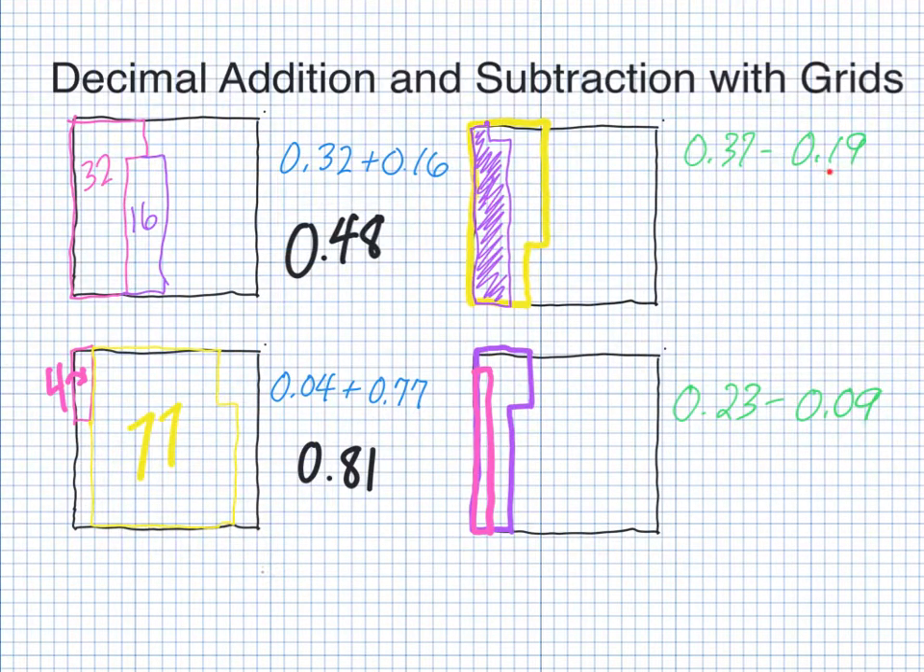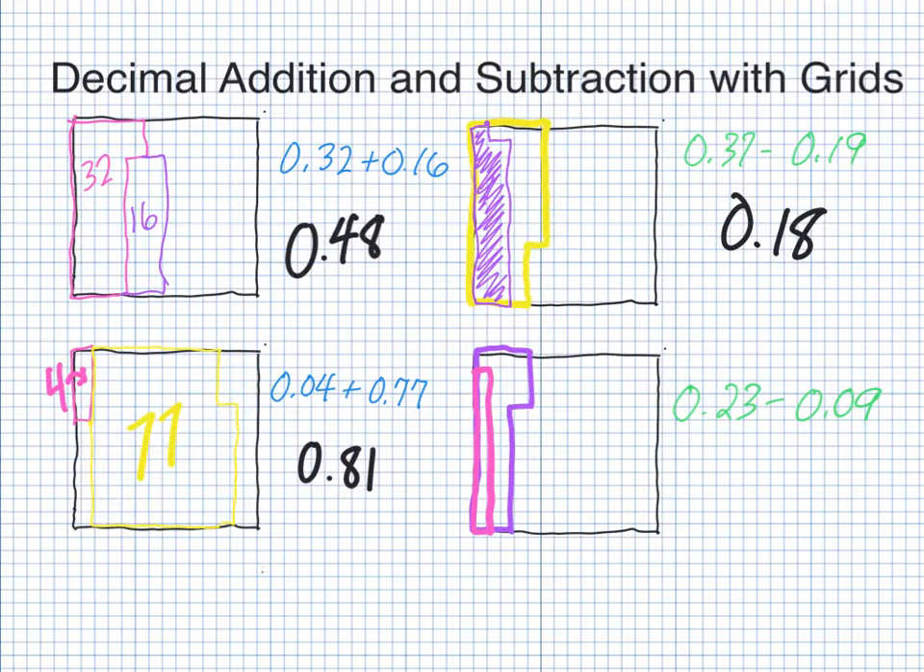Now here's where the main difference comes in with subtraction. I'm taking my 19 hundredths and I'm coloring in some of my 37 hundredths. So therefore, I need to count how many are left, and that'll be my answer. It has nothing to do with out here. It's how much of the yellow is still available. So you go through and count 1, 2, 3, 4, 5, 6, 7, 8, 9, 10, 11, 12, 13, 14, 15, 16, 17, 18. So we get 18 hundredths.